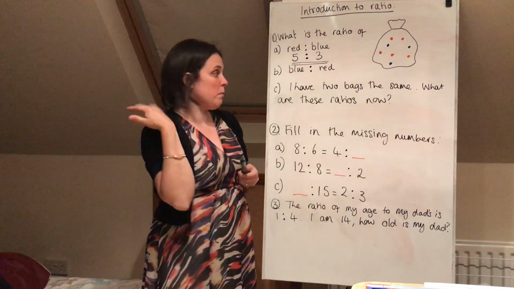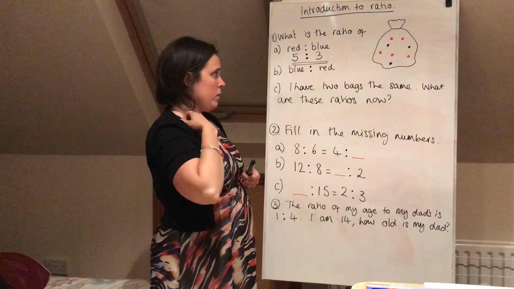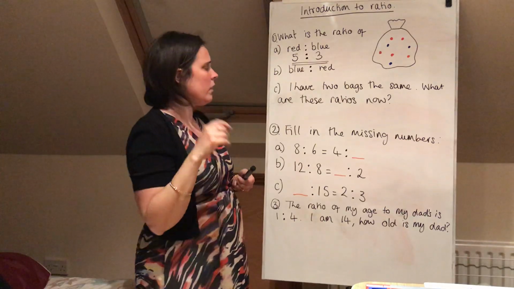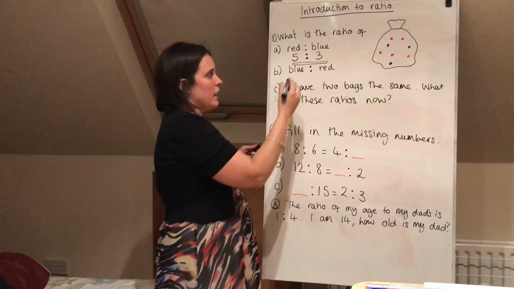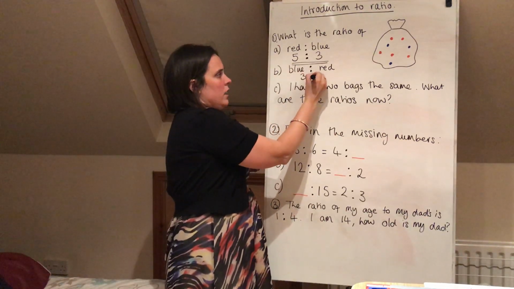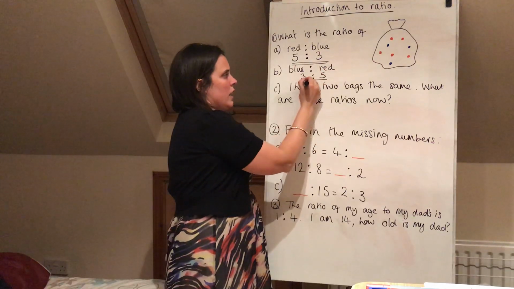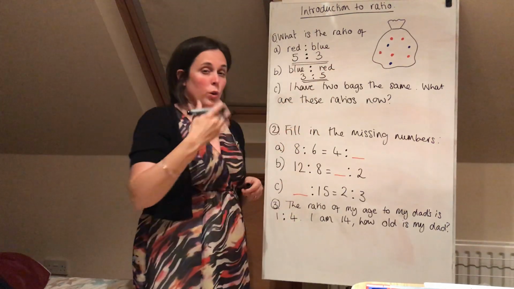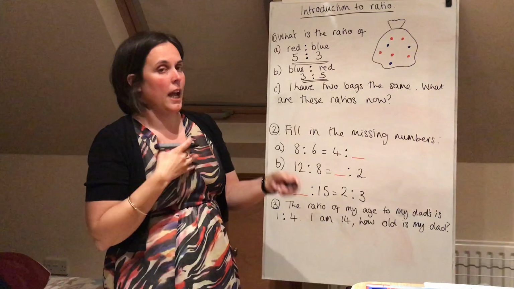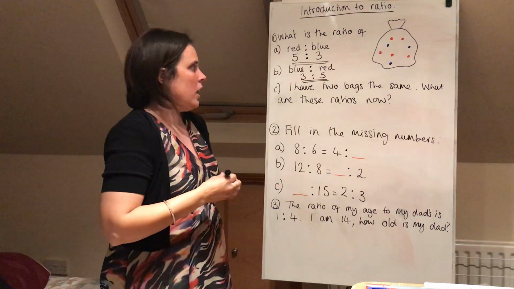We can write it the other way around if we decide to as well, so we can say blue to red instead would be 3 to 5. It's very much dependent on what you are asked to represent and how you write that down.